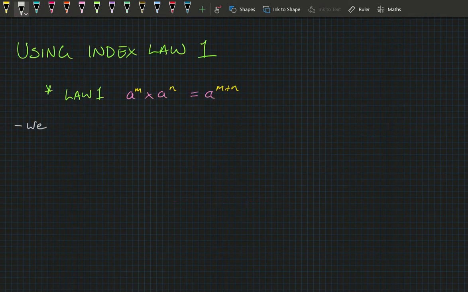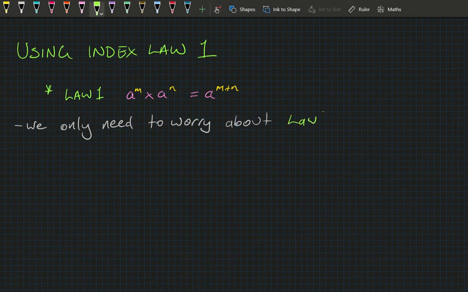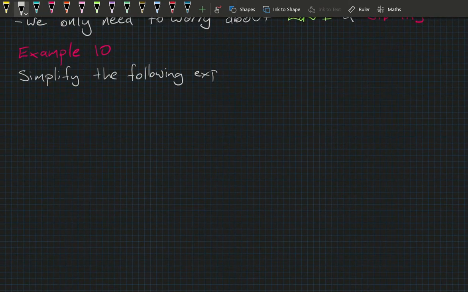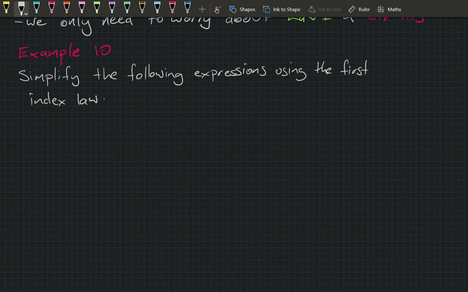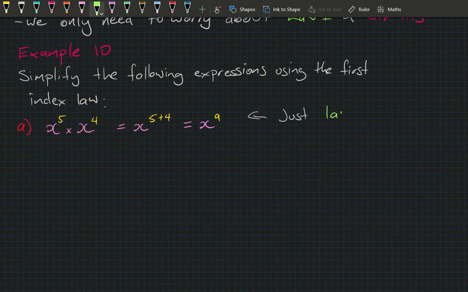In the example I'm about to do and your pre-learning, you really only need to worry about law 1 and BIDMAS. Okay, so let's just get on to example 10, which is asking us to simplify the following expressions using the first index law. Okay, in part A, we've got the expression x to the 5 times x to the 4. There's nothing too challenging here, we're just applying the index law, which makes this expression x to the 5 plus 4, and 5 plus 4 is equal to 9. So as I said, all we did there was use law 1.